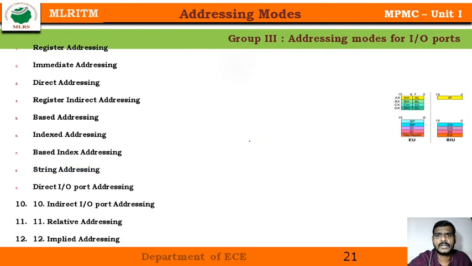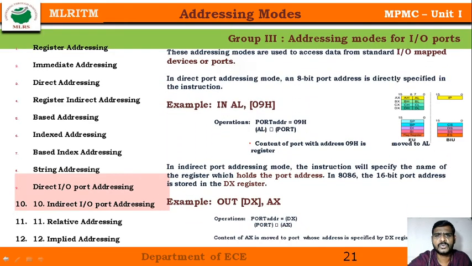Then we'll go to the third group of addressing modes, called the I/O addressing mode. Whenever I want to interface my processor with any input output devices, these particular modes of operation need to be used. In that, direct mode or indirect mode is nothing but how the port address is defined in your instruction. In the first example, the port address 09 is mentioned in the instruction itself.